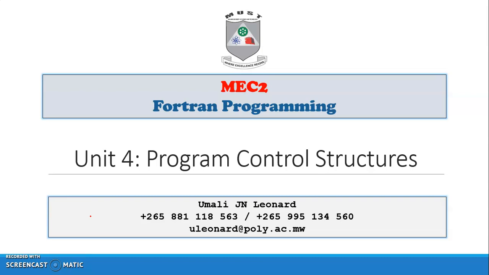Of course, we are also going to cover content of Unit 5 under the same unit, Program Control Structures. Last time we met, we were discussing the basic structure of Fortran programming. We went through how we can declare variables, the data types and the variables, and the different expressions like arithmetic expressions in Fortran.